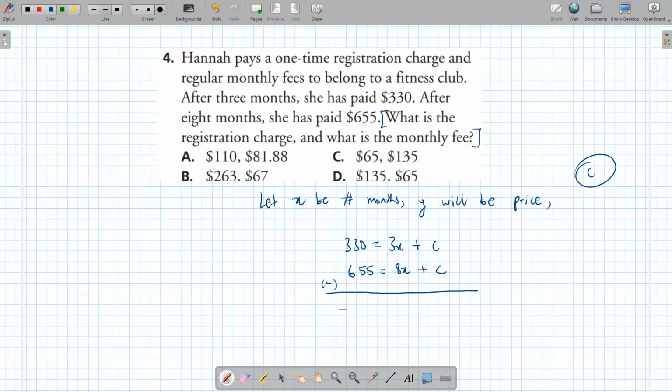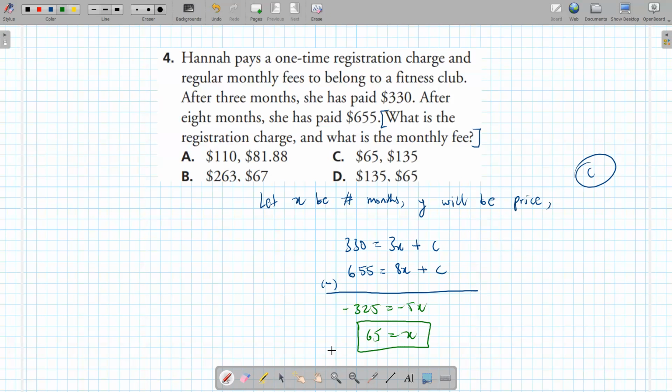So this becomes what? Negative 325 is equal to negative 5x, and C cancels out. So therefore x is 325 divided by 5, which is 65. So that's our monthly fee.